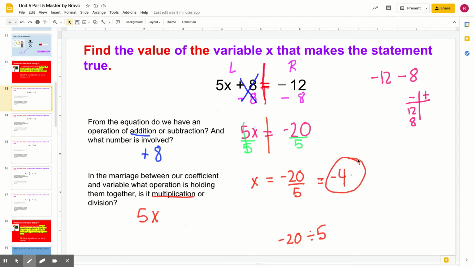And this negative 4 can be plugged back into the equation, and you can double check it. It will definitely give you negative 12. So anyways, I'll cut it short on this video, and I'll just do another example.